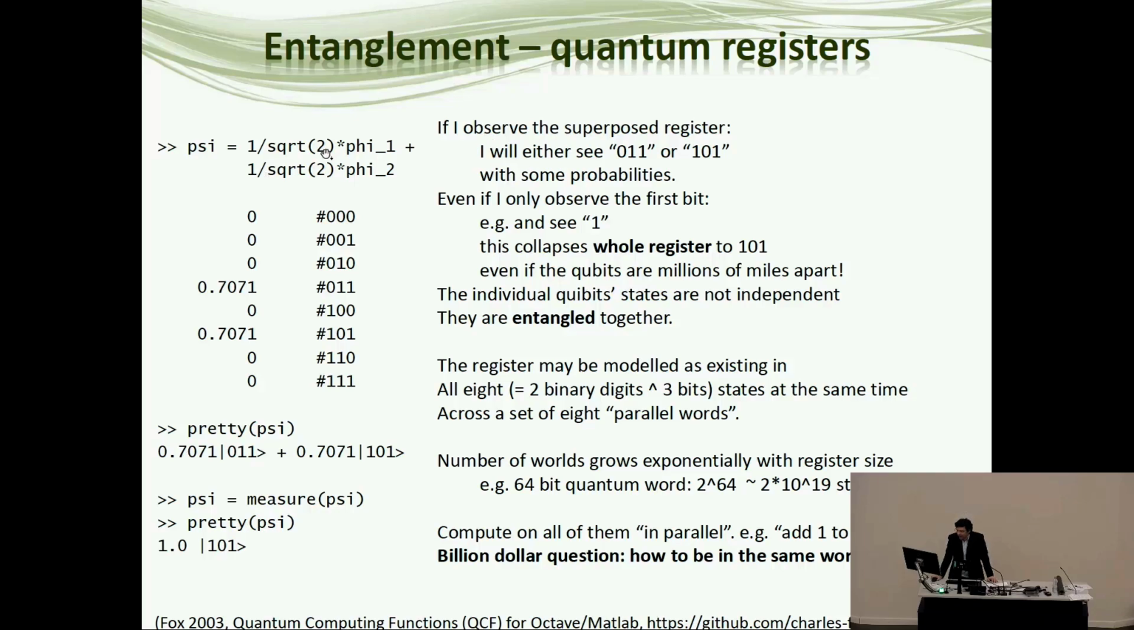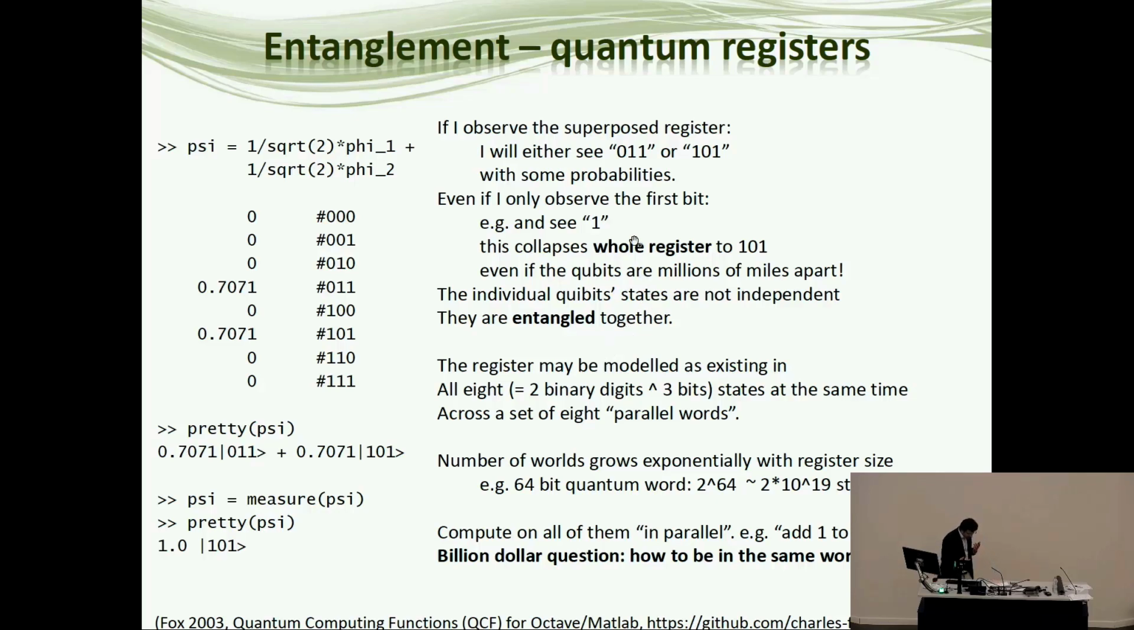So if I observe this register, this is the thing I've created. I've added part of state 3 to part of state 5. So there's the amplitudes for those 2 states. If I observe the first one and see a 1, I know that the whole register has collapsed to 101. I know the whole number is number 5, even if they're many miles apart. That property is called entanglement. It's a fundamental property of quantum mechanics.